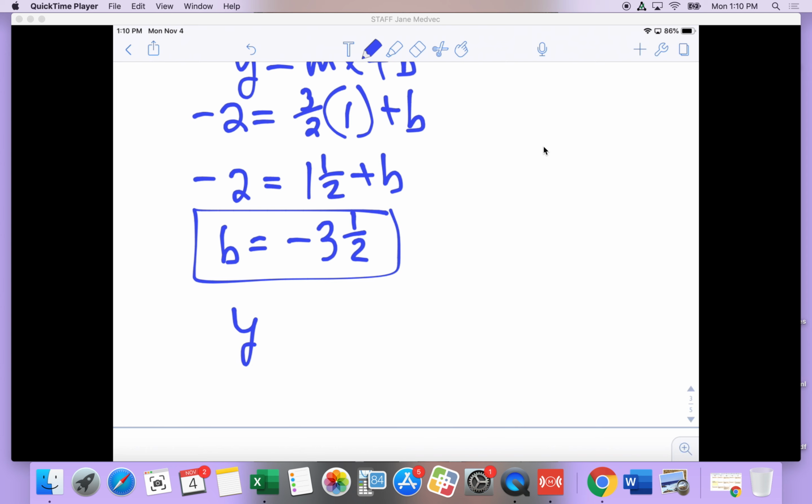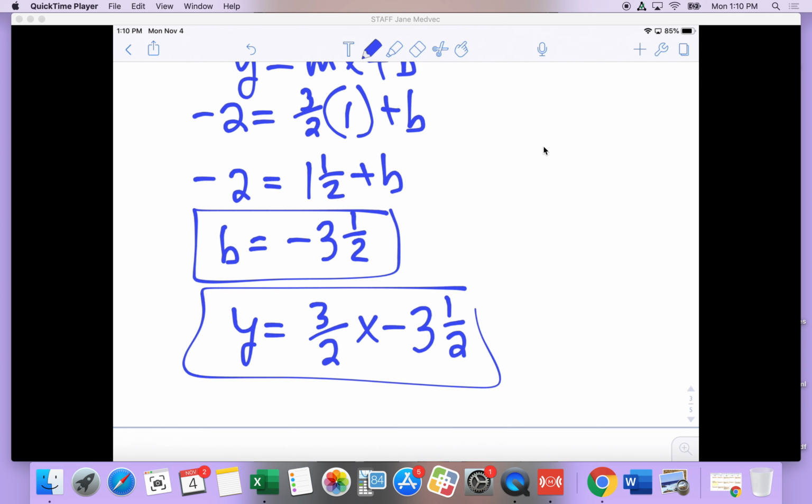So y equals 3/2x minus 3 1/2. And again, you can do -3.5 if you want to for the y-intercept. Y-intercepts can be decimals. Questions on this?